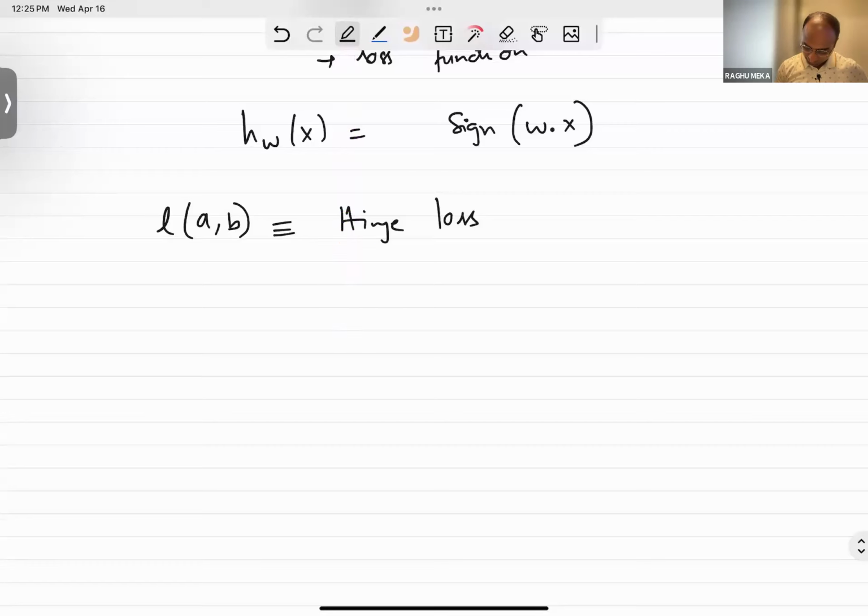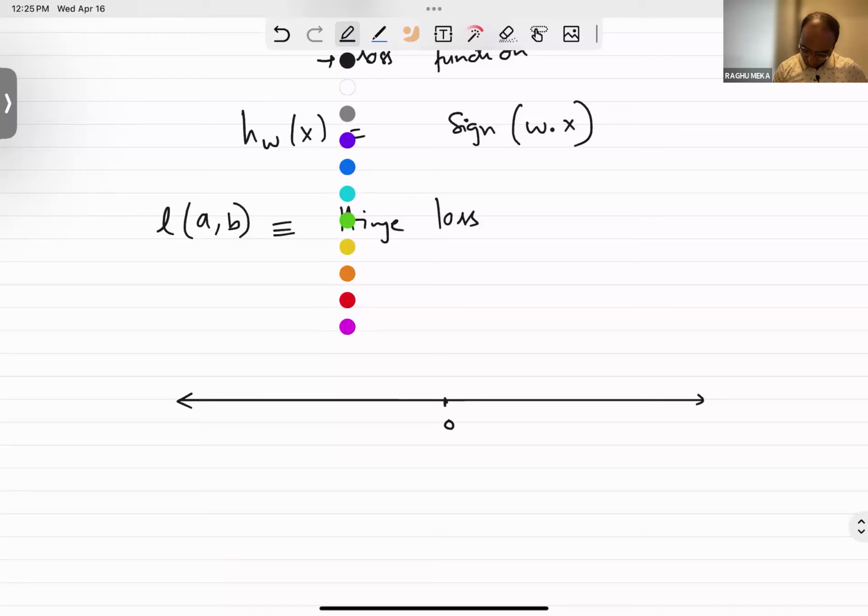So in particular, imagine I plot A times B here, okay? So if both of them are on the same sign, I want the loss to be 0, right? So that's what my function is going to be like.